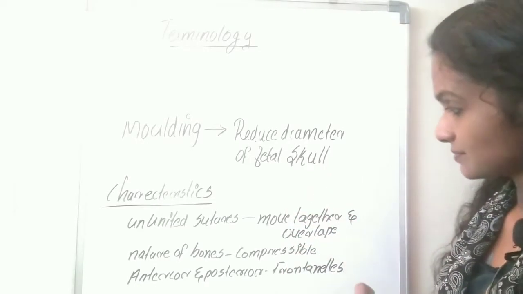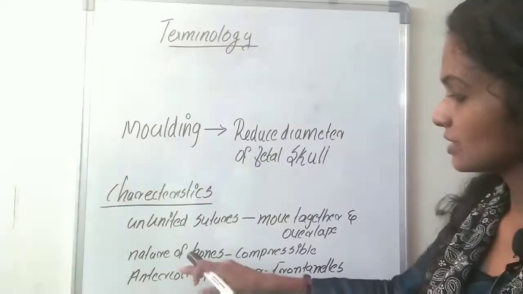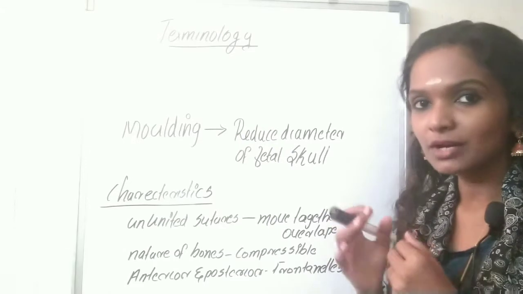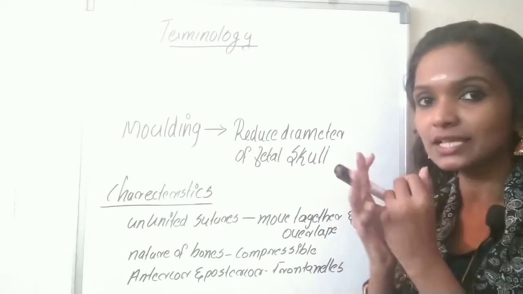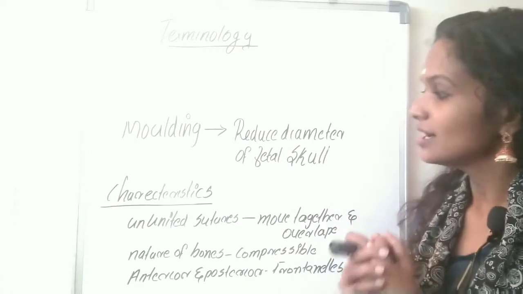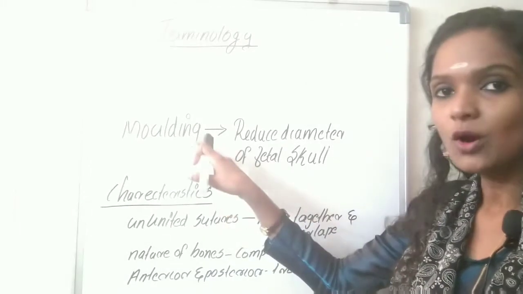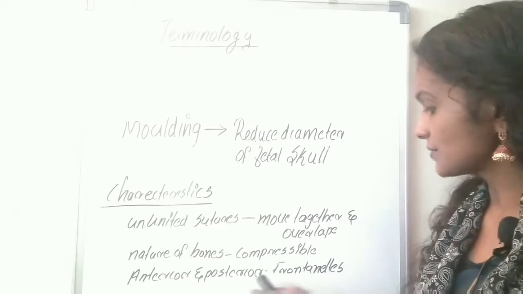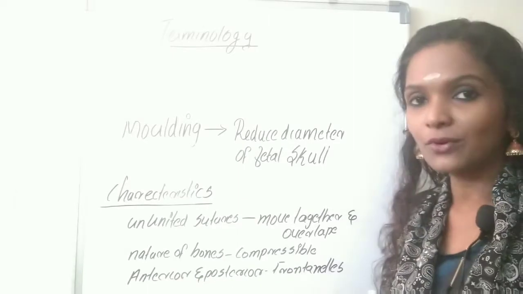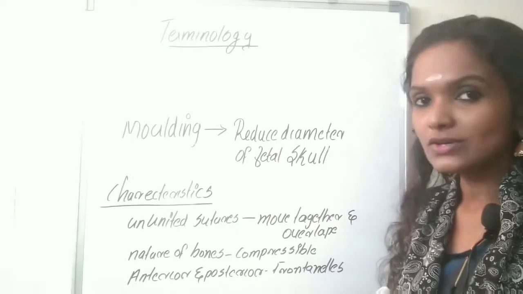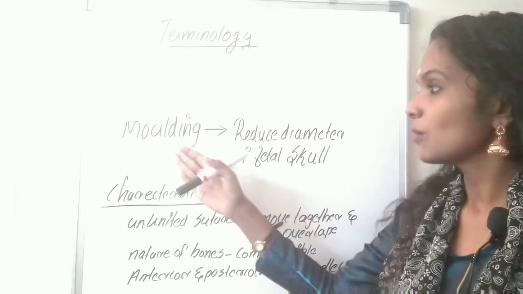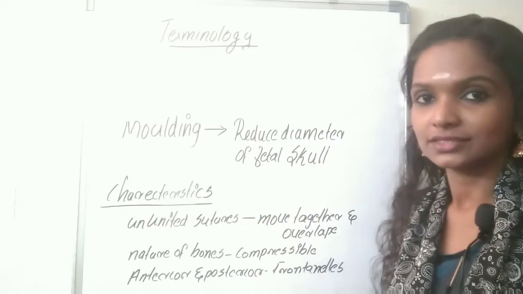Another characteristic is that the nature of the bone is compressible. The bones are not very rigid, they are flexible and compressible. That is also another characteristic which helps moulding. And another is the presence of the anterior and posterior fontanelles, which help make the bones flexible, and all these three characteristics make the moulding process very successful.